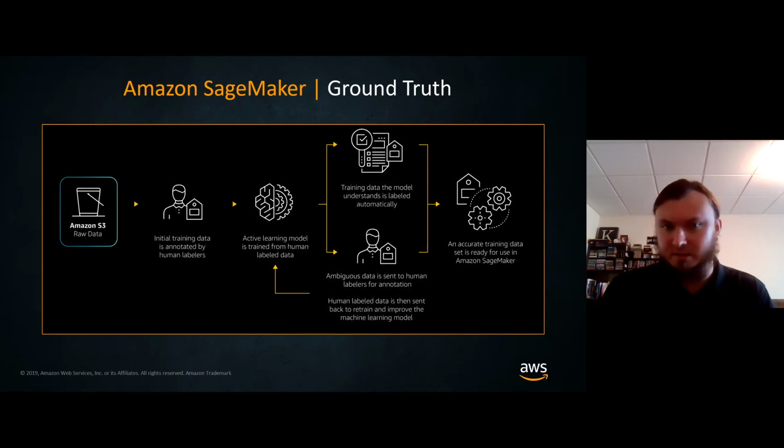And what this does is allow an active learning model to get better and better over time. And eventually, over time, it's going to do more of the labeling with a higher level of confidence, leading to an accurate training data set that's ready for use in Amazon SageMaker in a fraction of the time. So that's sort of the gist of Ground Truth. The whole goal is to reduce the amount of time that it takes to come up with a labeled training data set for supervised learning.